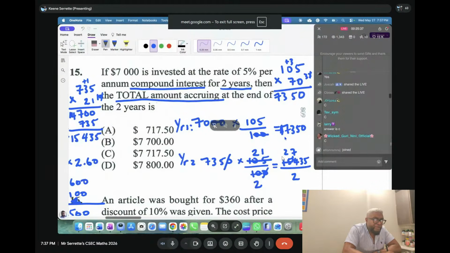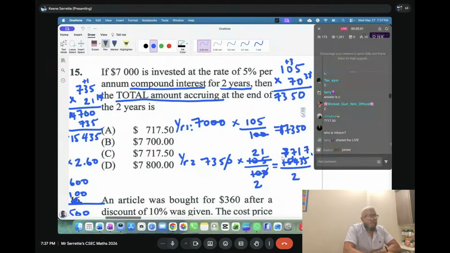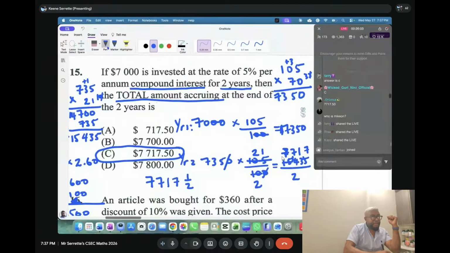Right? 2 into 3 is 1. 2 into 15 is 7. You have 7, 7. 2 into 3 is 1, remainder 1. And 2 into that will be 7. So it'll be 7,717 and a half. A half is point what? Proper. All right? Everybody good here?